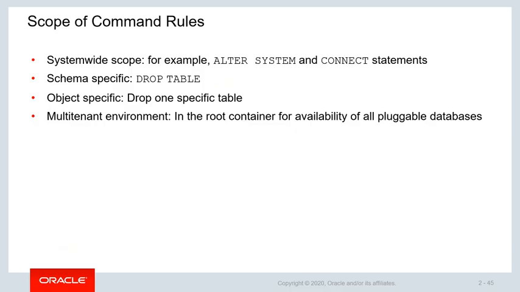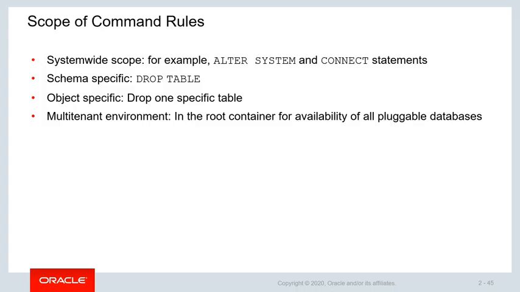Now, whenever you're going to specify command rules, you have to take into account the scope of command rules. Now, you have command rules at the system-wide level, for instance, for alter system and connect statements. You can also create command rules which are schema specific. For example, you can create a command rule for the drop table statement against objects of a specific schema. You can also create command rules which are object specific, like for instance, creating a command rule for the drop table statement with a specific table included in the command rule definition.